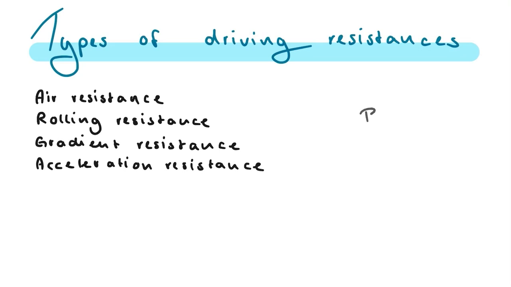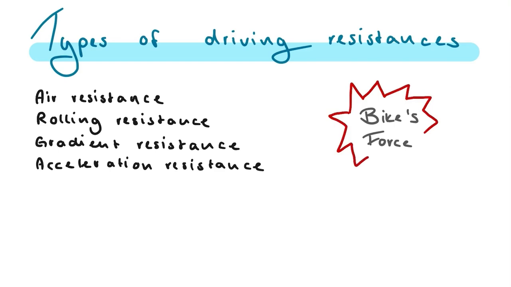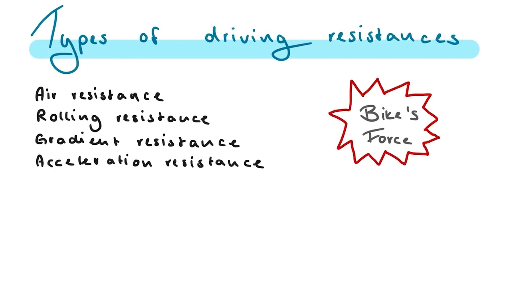On the other side, we've got the bike's force. The bike's force impacts the bike's performance. And it's really important that the bike's force is always larger than all the types of driving resistances added together. Otherwise, the bike wouldn't be able to drive at all.